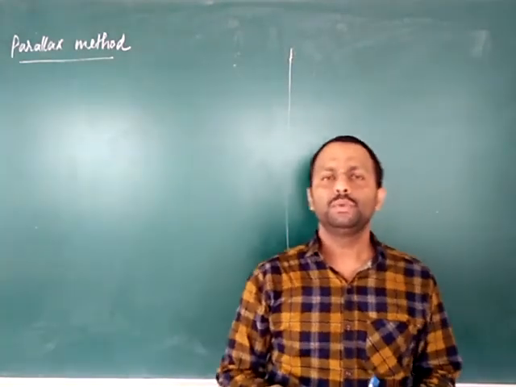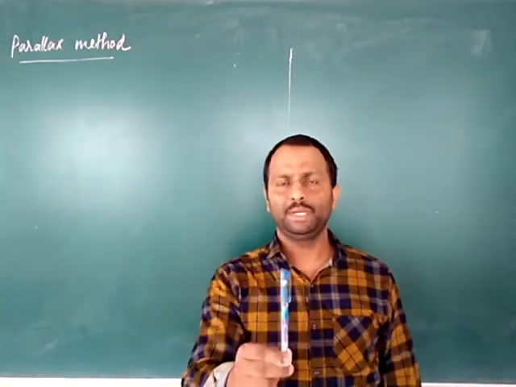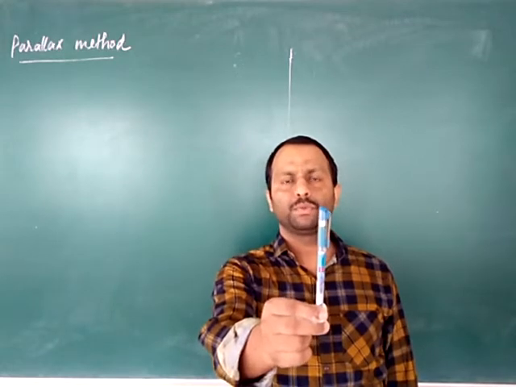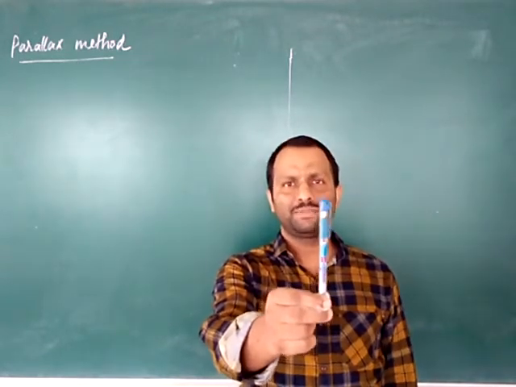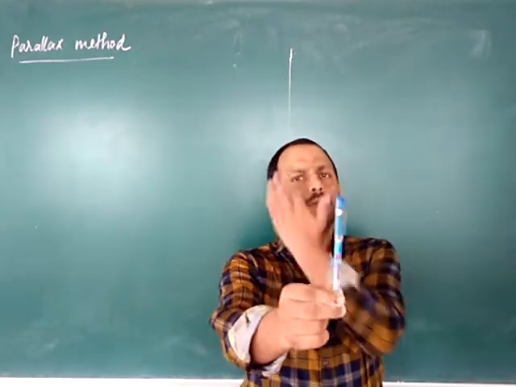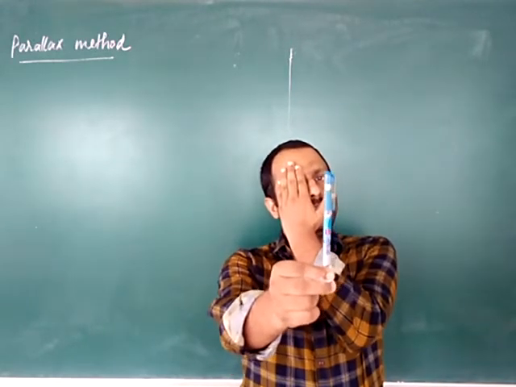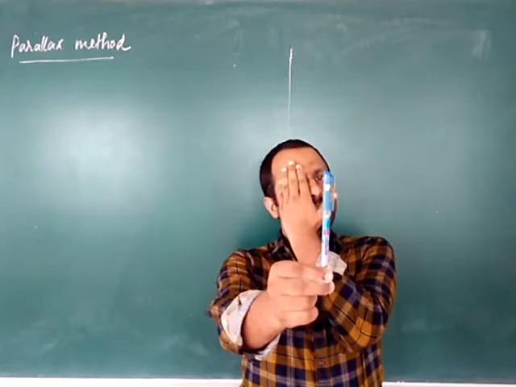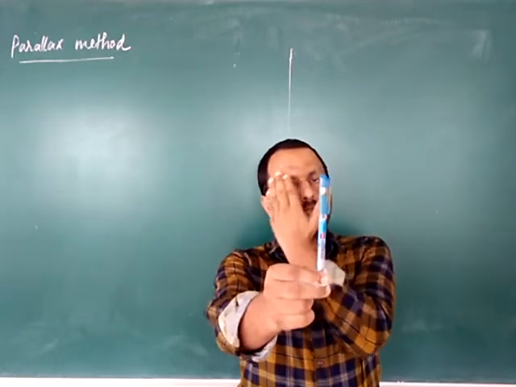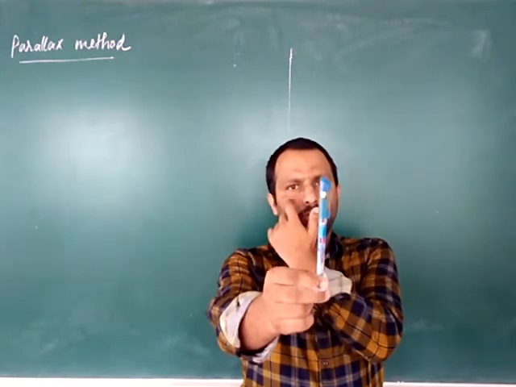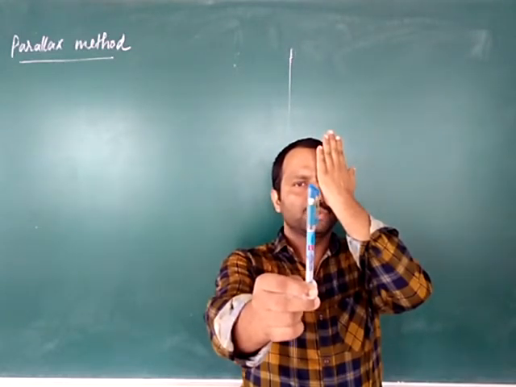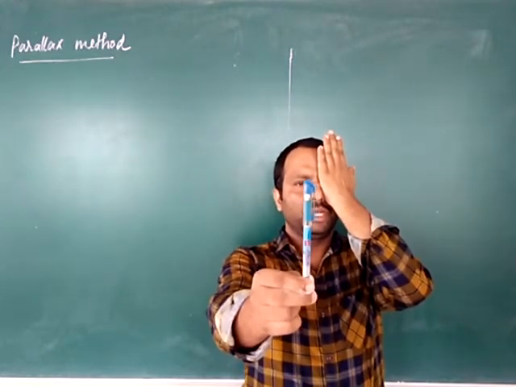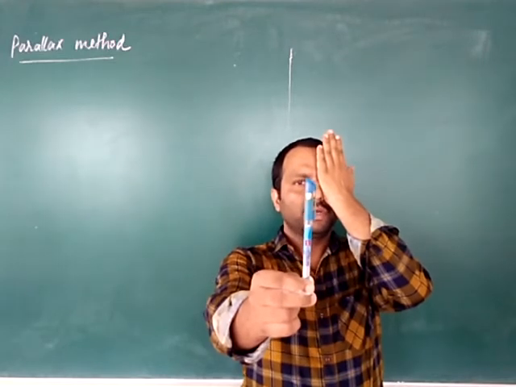What you have to do is keep a pen in front of you and observe this pen through your left eye by closing your right eye. Again, you will observe this pen by opening your right eye, meaning you observe this pen by closing your left eye, through your right eye.